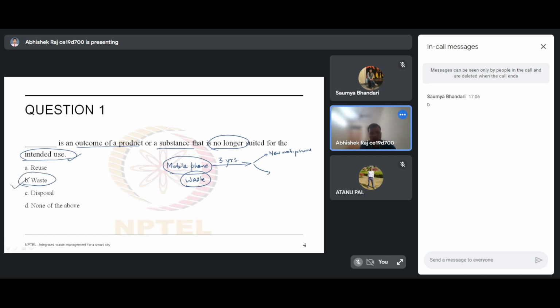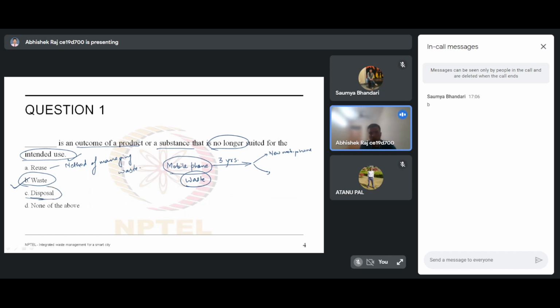That is option B. Reuse is nothing but a method of managing the waste. We know all the three R's: reuse, recycle, and reduce. And disposal is the method used as the final step in terms of waste management.